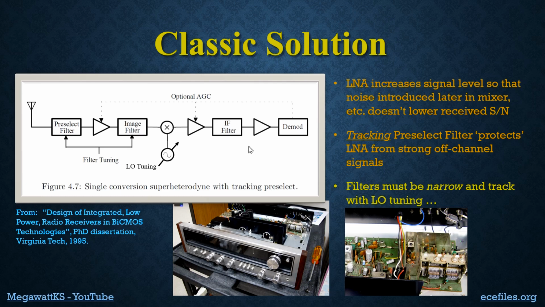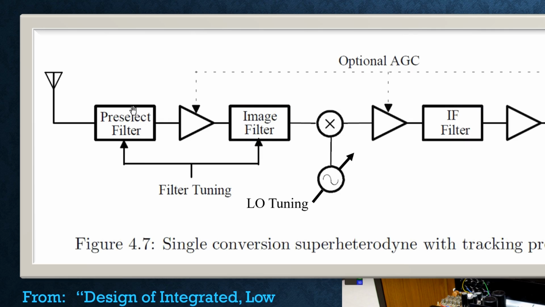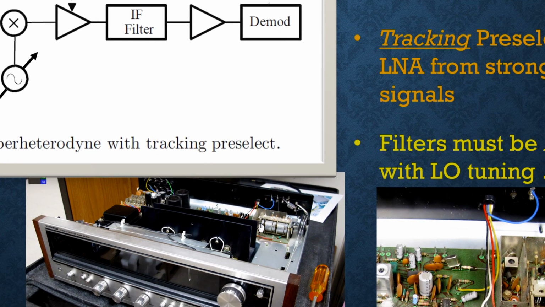Many of you recognize this as a classic superheterodyne receiver, but this particular one has what's called a tracking preselect filter, also a tracking image filter, but it's this preselect filter that I care most about. Remember, this preselect filter is protecting the low noise amplifiers from strong signals. But this filter is as narrow as possible. In this particular receiver, it's probably a couple of megahertz wide. Now, how does that work? Well, you have to tune it when you change the frequency of the receiver. And that's done with some ganged capacitors that we can see here in the back.